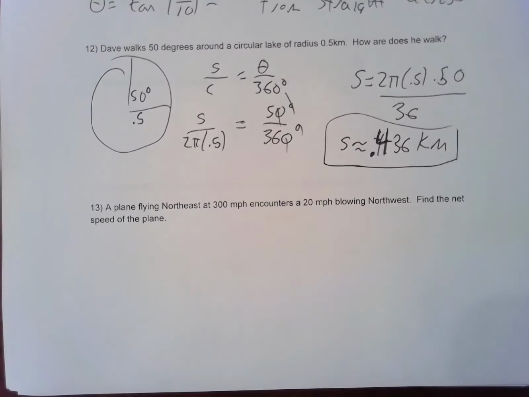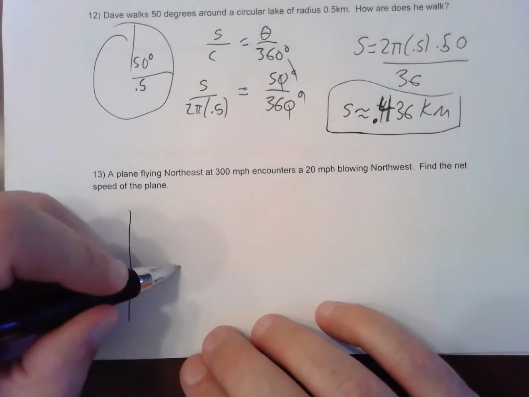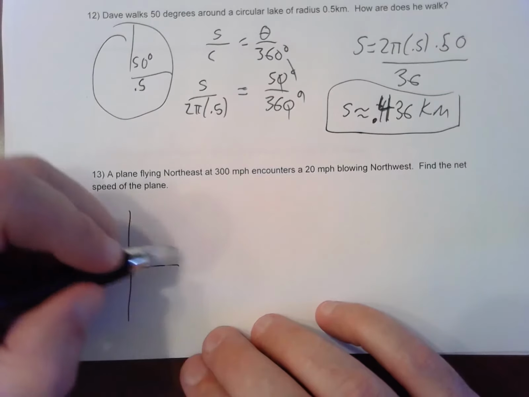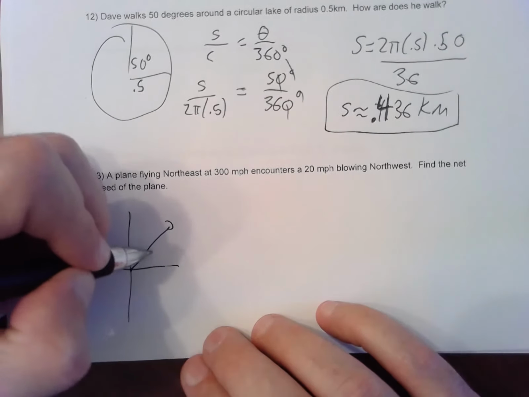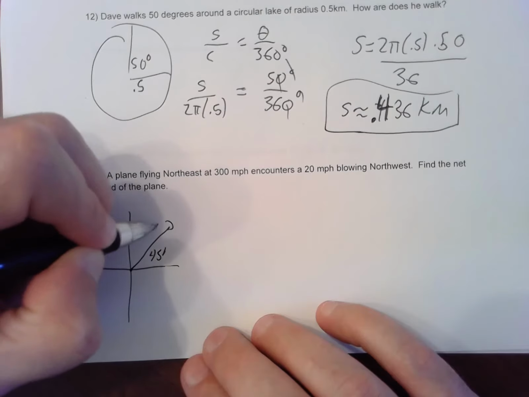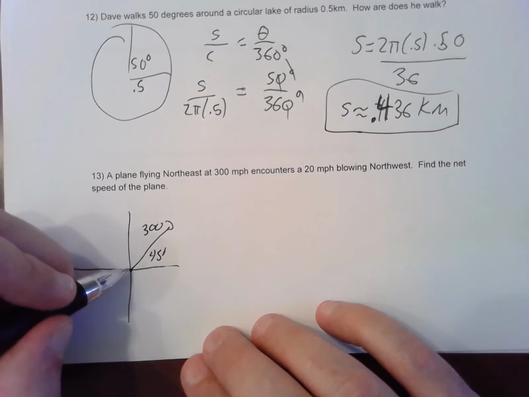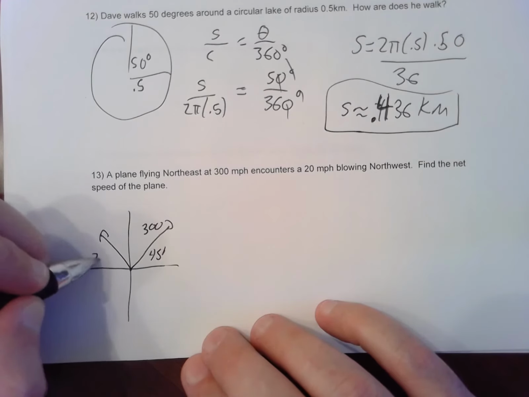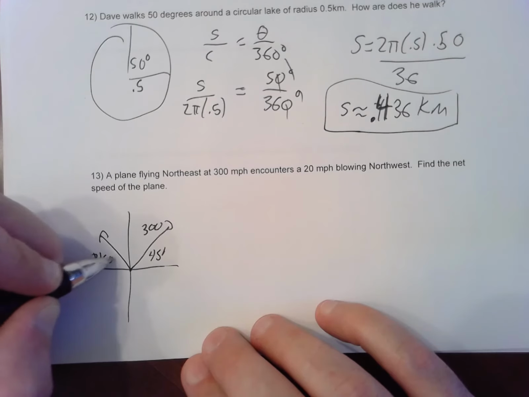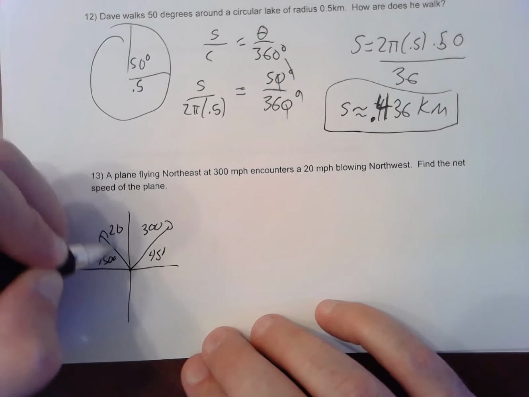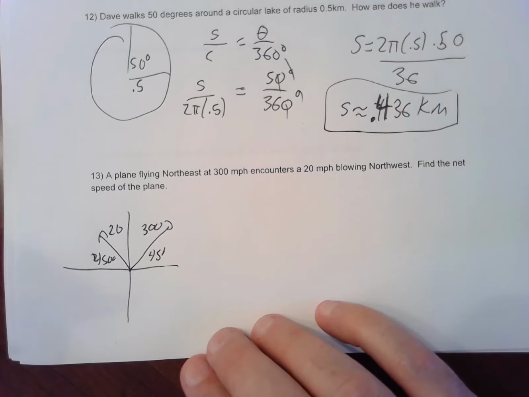Okay. We got this plane flying northeast. So this east is this side. Right here, that's a 45-degree angle. It's 300. Wind is blowing this way. It's also a 45-degree reference angle. And it has magnitude 20.